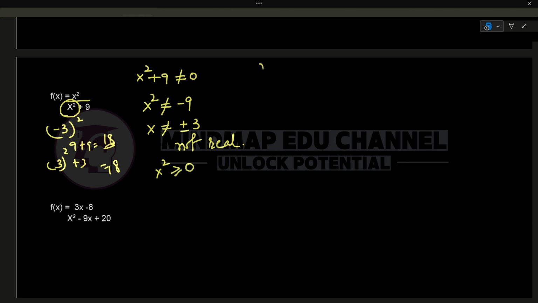So, in these types of sums where you cannot substitute any value for x to get 0, in that case the domain will always be the set of real numbers, and in interval notation it will be from minus infinity to infinity.